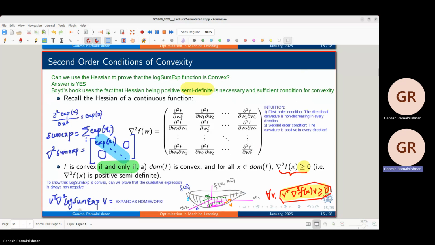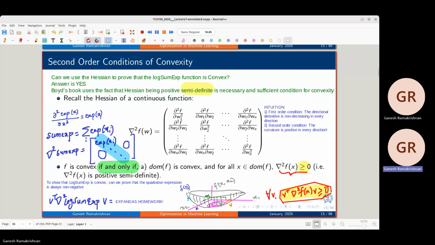So I'm inspiring you to do this as follows. You take a vector v, transpose, the Hessian of the log sum exp, times the vector v. That's a quadratic expansion, right? What does it mean for a matrix to be positive semi-definite? v transpose times the matrix times v should be greater than or equal to 0. Just try writing it. You'll start appreciating how these terms start interacting. And you can start seeing its relationship with the curvature.